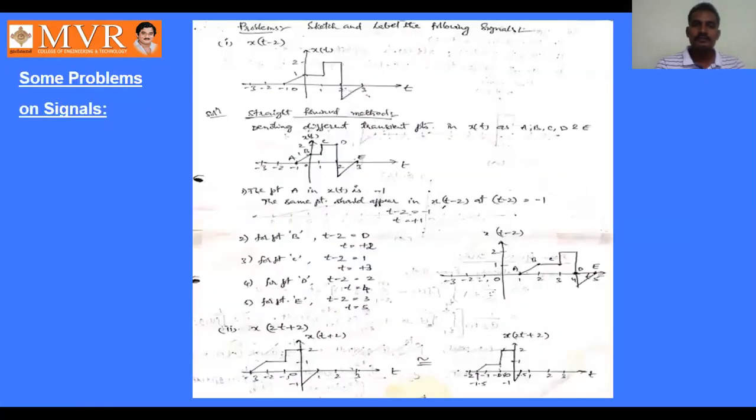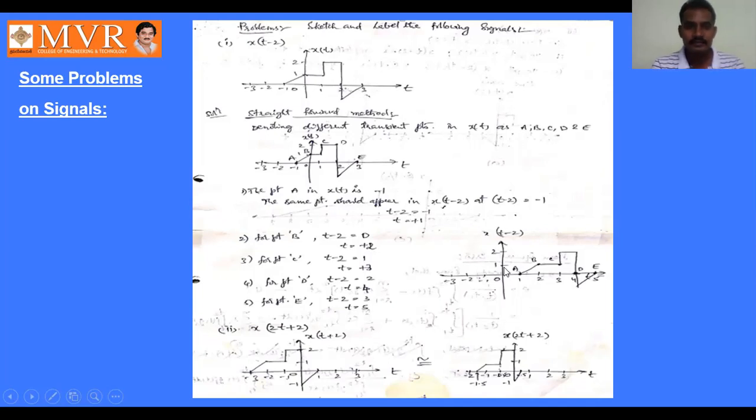So this is the problem already discussed in our last class. So how the time can be shifted, either to the right side or left side. If it is x of t minus 2, the same waveform can be shifted towards the right side by 2 units. So here this can be calculated by using the straightforward method. As we already know about this method, here we will mention the transition points first.